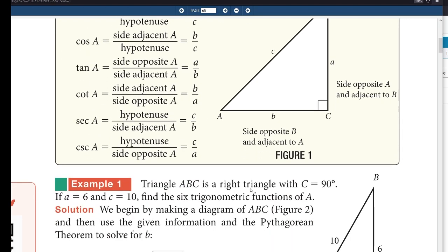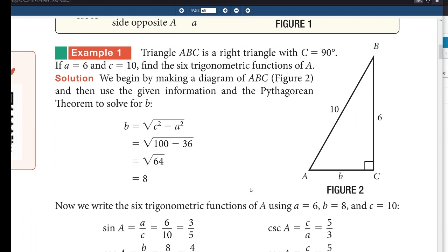So let's take a look at this example A, or example number 1 in the book, because you're going to have homework problems like this. So find triangle ABC as a right triangle with C equal to 90 degrees. If A is equal to 6 and C is equal to 10, find the trigonometric functions of A. So they want you to find all 6 trigonometric functions.